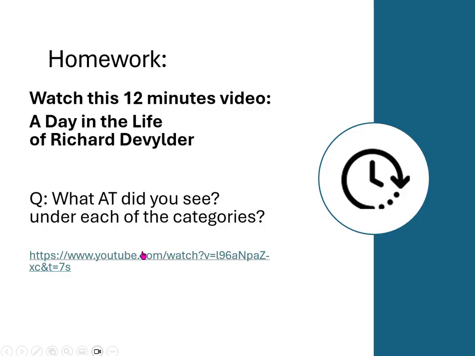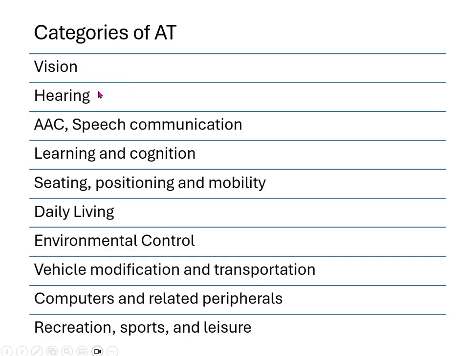So my homework to you is look at the video, it's at this link, and answer the questions here. Which technology did you see Richard use? Any of the technology: vision, hearing, communication, cognition and learning, seating and positioning, EADLs, environmental control, vehicle modification, computer access, and recreation. He does have a short clip about doing a recreational activity in there. So this is my homework for you.